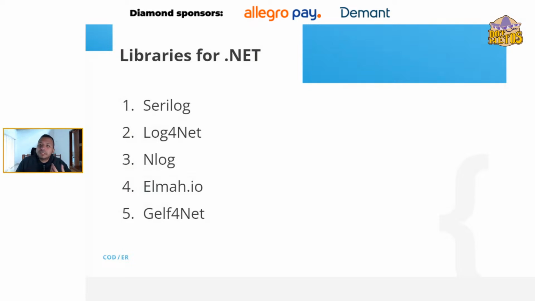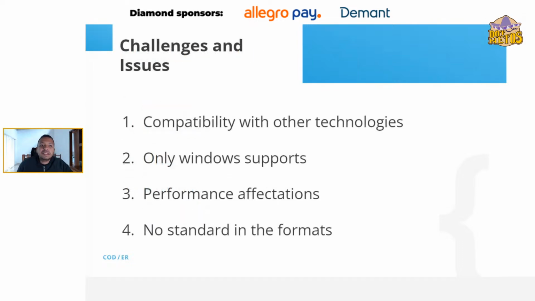But also, there are some things that we need to take into account, some like disadvantages. So let's see that, for example, here in this slide, we have some challenges and issues with this approach that we saw before. The libraries and also the generic components that are included in .NET. So one of the main things that we need to take into account is the compatibility with other technologies.